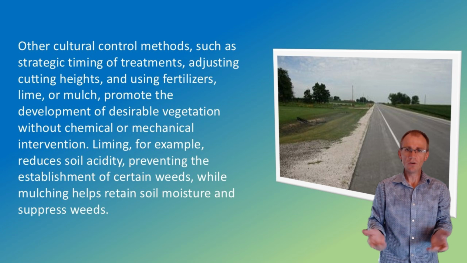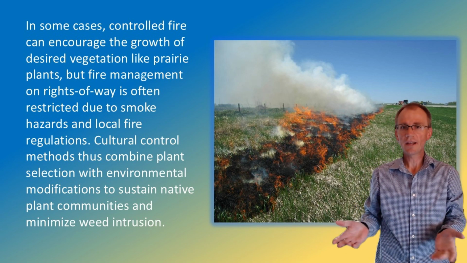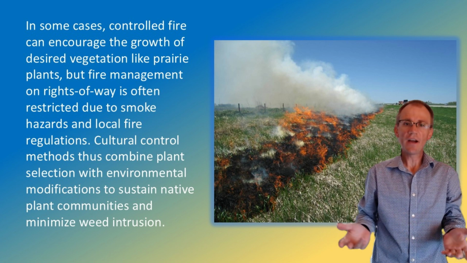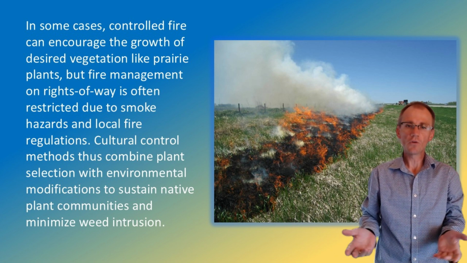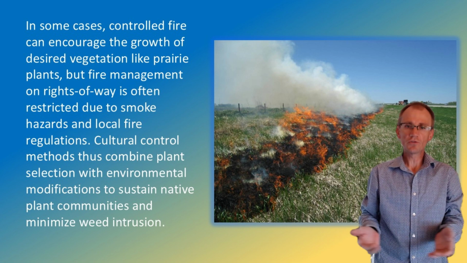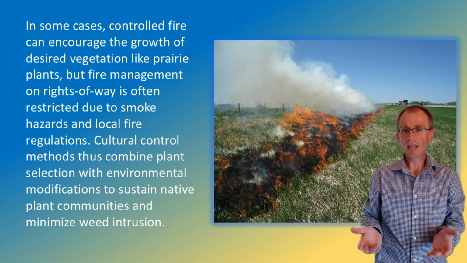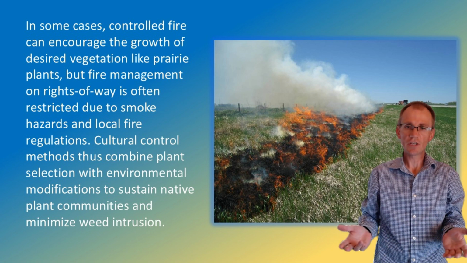Liming, for example, reduces soil acidity, preventing the establishment of certain weeds, while mulching helps retain soil moisture and suppress weeds. In some cases, controlled fire can encourage the growth of desired vegetation, like prairie plants, but fire management on rights-of-way is often restricted due to smoke hazards and local fire regulations. Cultural control methods thus combine plant selections with environmental modifications to sustain native plant communities and minimize weed intrusion.